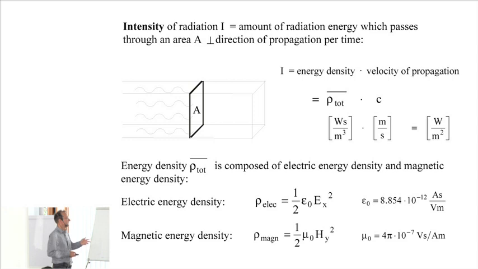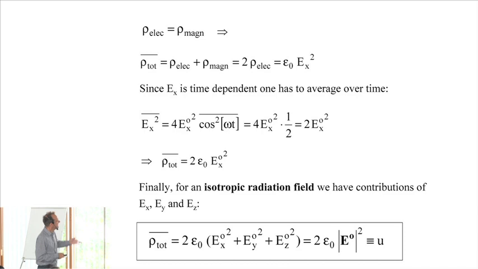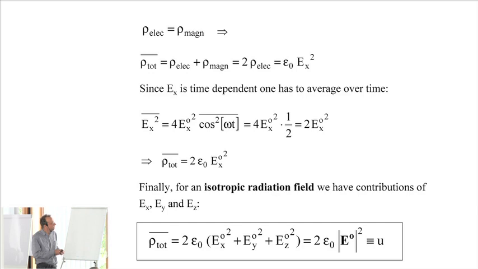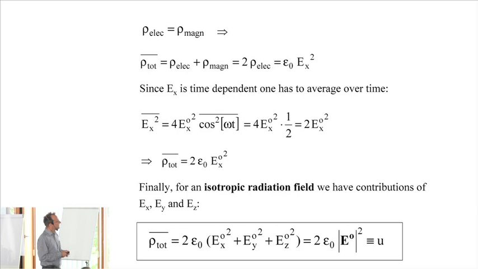Again, in terms of the SI system, you need these constants. The electric energy density equals the magnetic energy density, so the total energy density of the radiation field is the sum of the electric and magnetic energy densities, which is 2 times the electric energy density, 2 times epsilon zero Ex squared. So the Ex squared is now time dependent, as we have seen.